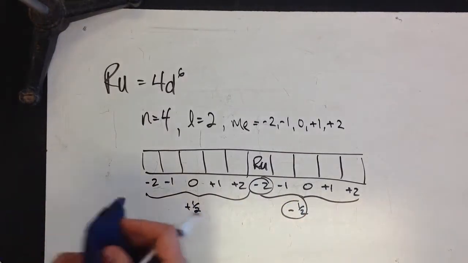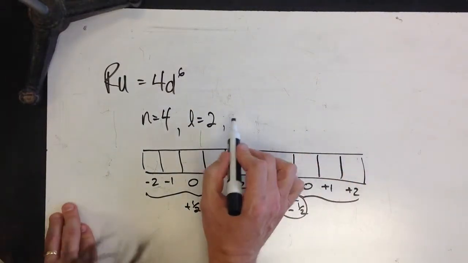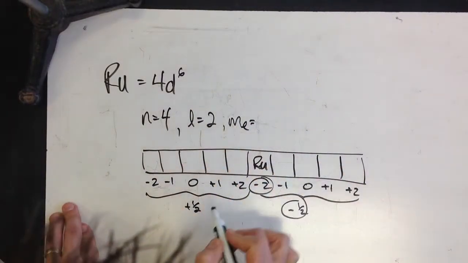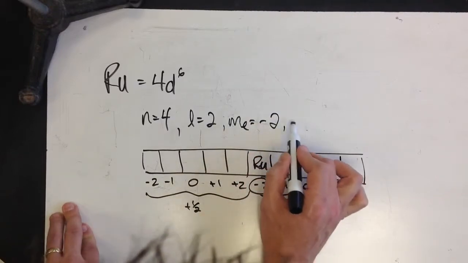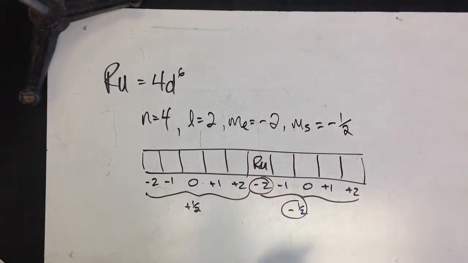So the complete set of quantum numbers then, or the 4 quantum numbers for ruthenium then, would be n equals 4, L equals 2, ML equals -2, and the spin is -0.5. That's it.